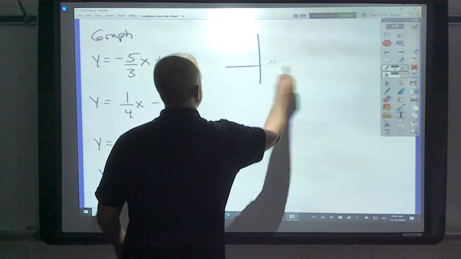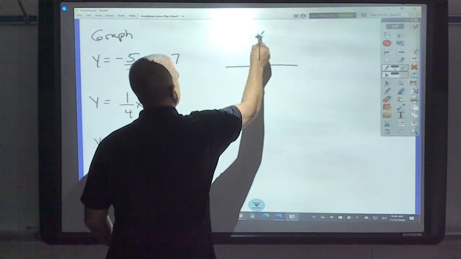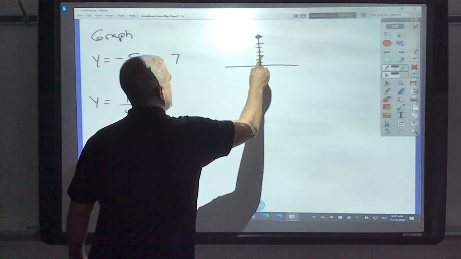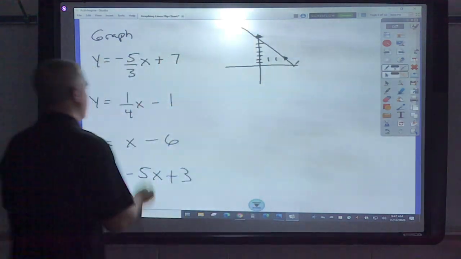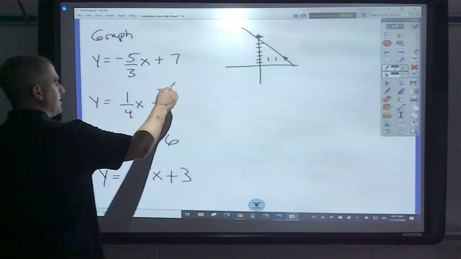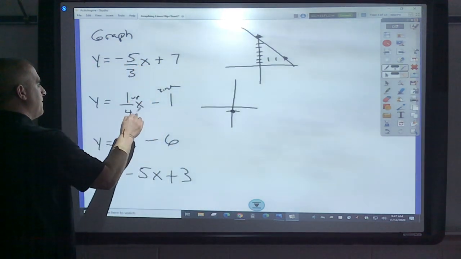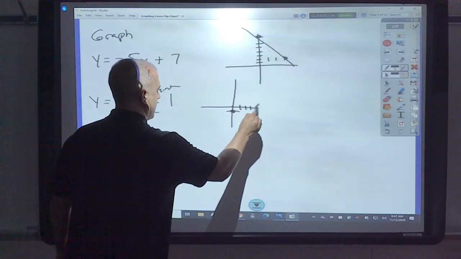All right? So what that would be is 7. 1, 2, 3, 4, 5, 6, and 7. This would mean 5 down, 1, 2, 3, 4, 5, and 1, 2, 3 right. Connect the dots. Okay? Here the y-intercept is -1. So this means 1 up, 4 right from that point. 1 up, 1, 2, 3, 4 right.